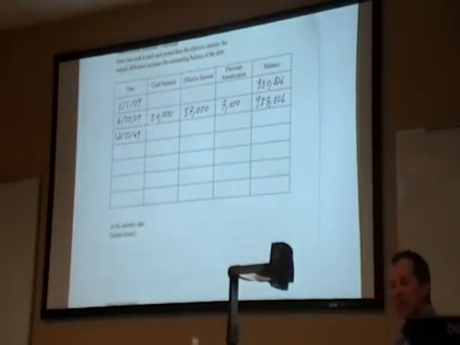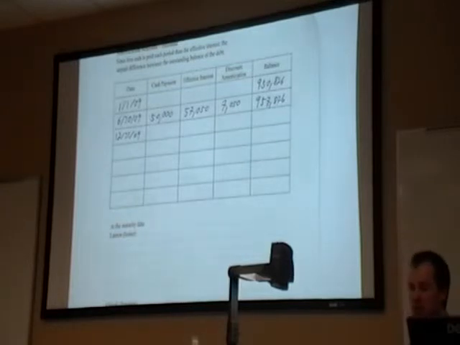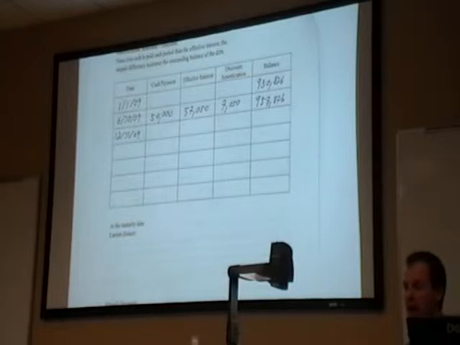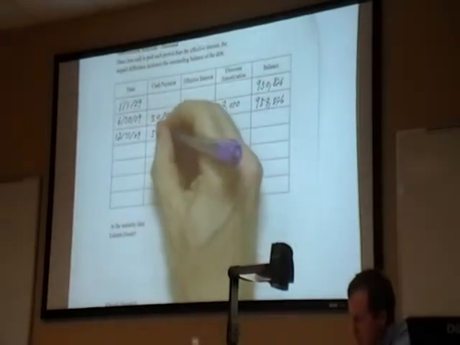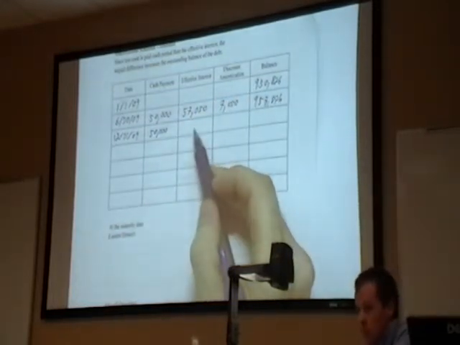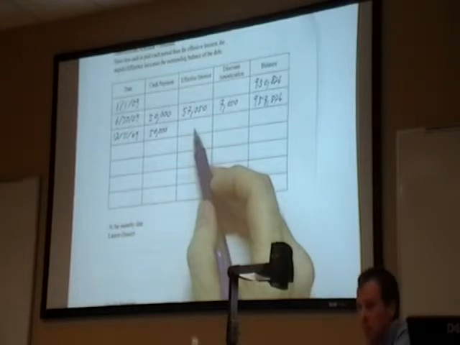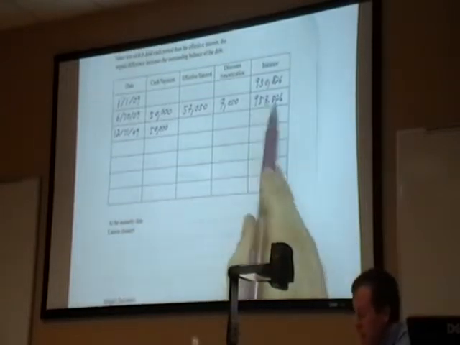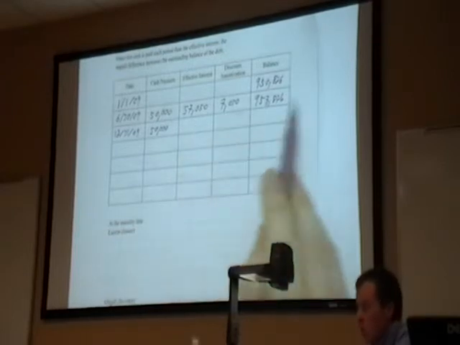12/31/09 is our next payment. How much cash are we going to pay out or receive on that date? $50,000. So that stays the same number. Is this going to stay the same number? No, it's not. Why is it not going to be the same number? The carrying value changed. So how are we going to figure out this number?